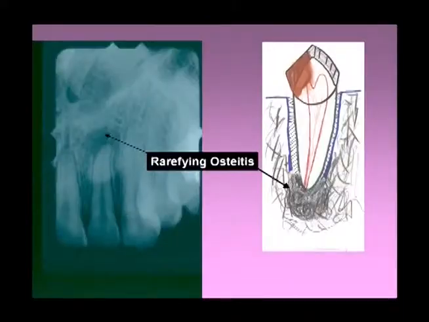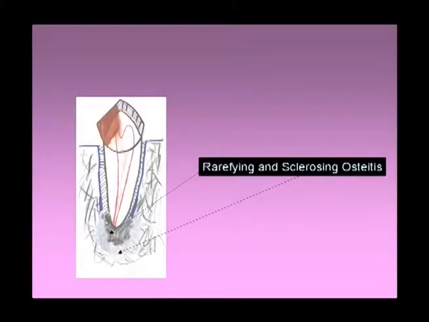But we can clearly see in the diagram and the adjacent radiograph that besides discontinuation of the lamina dura, we also have a rarefaction or rarefying of the bone, referred to as rarefying osteitis. The next sequencing that can occur, and again, not necessarily in sequential order, is that besides the rarefying osteitis, the bone tends to increase its mineralization, setting up a defensive mechanism to prevent further spread of the toxins through the bone.